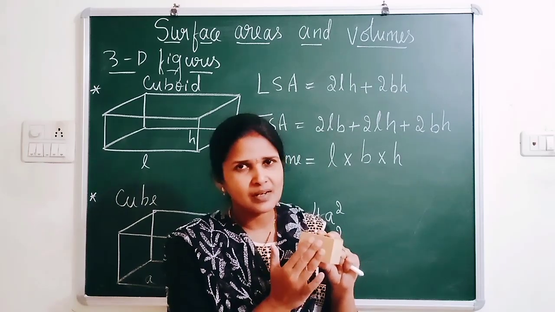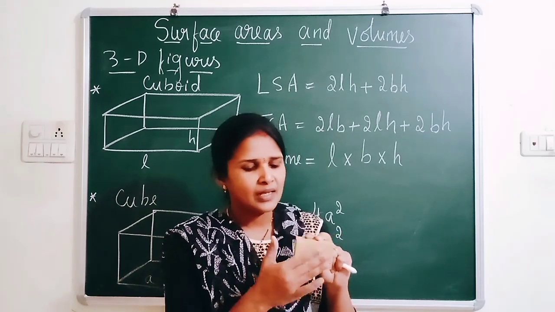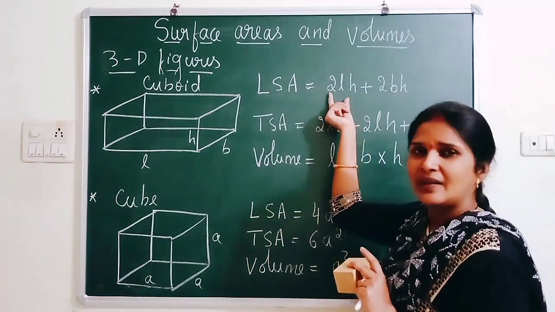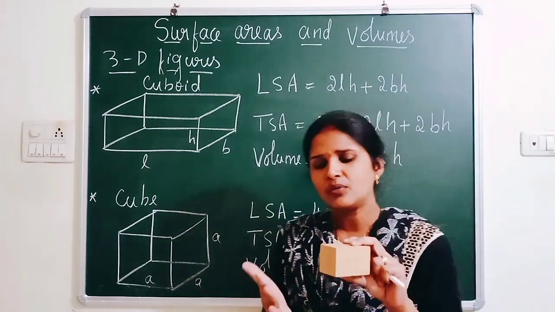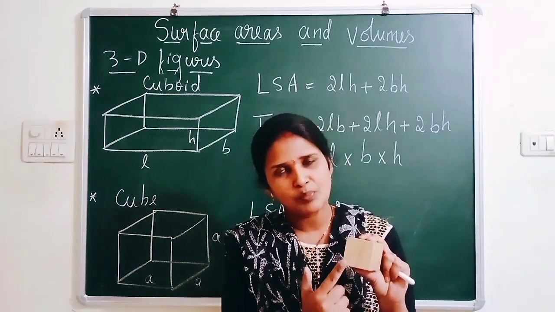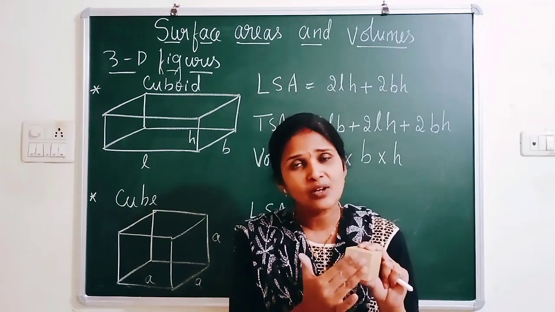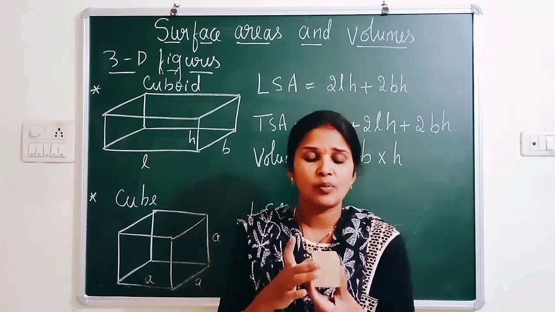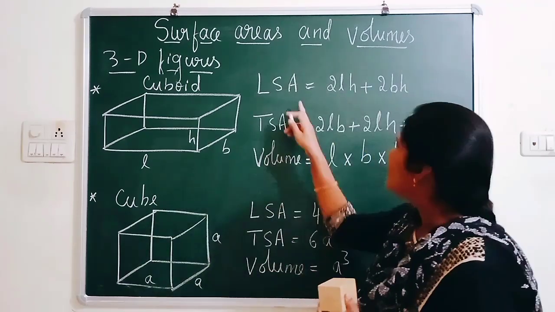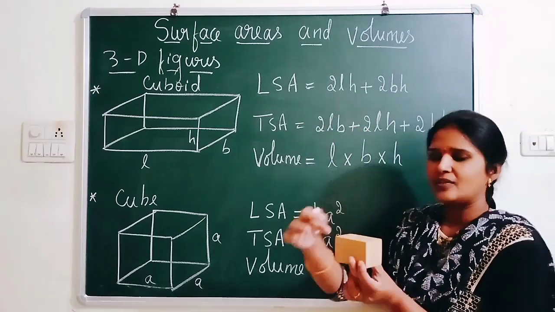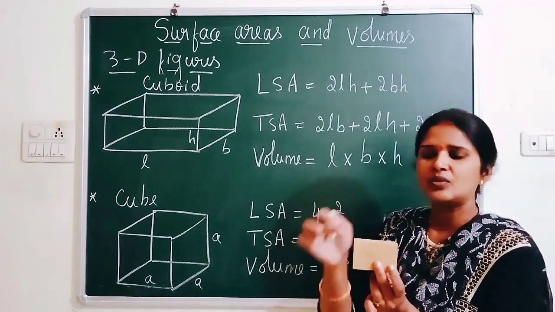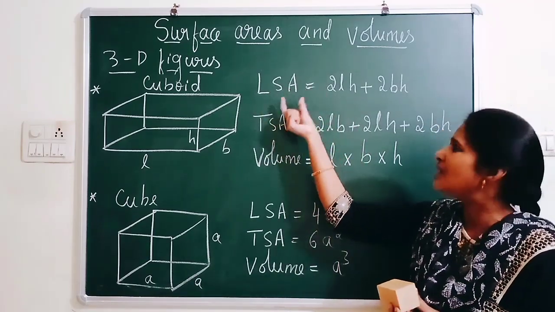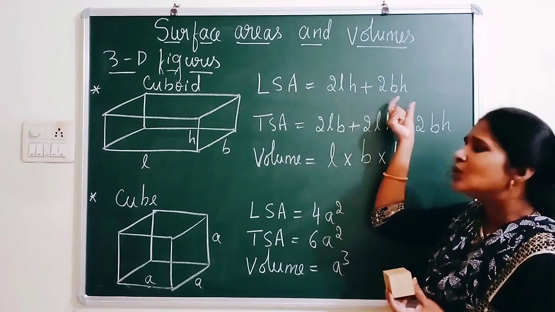So what is the area of this rectangle? Length into height. So you have 2LH. Similarly, now you go to these two faces. This is breadth and this is height. So what is the area of this face? Breadth into height, and the area of this face is also breadth into height. So how many times? 2 times. So we got these two are 2LH and these two are 2BH. There are 4 faces. When you add, we get the lateral surface area, that is 2LH plus 2BH.